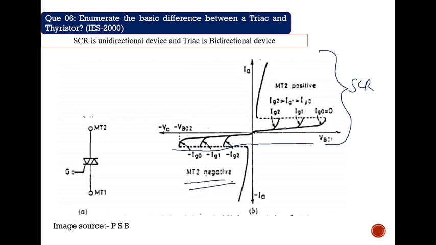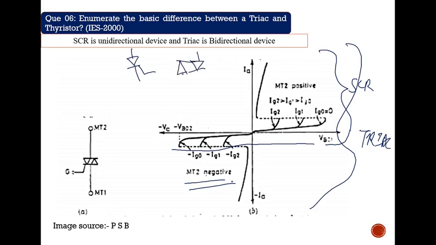For the Triac, this is the complete characteristic, because a Triac is nothing but an anti-parallel device. Suppose this is a thyristor SCR, so only this one and this one; there are two terminals, and remember there is one gate terminal, and the two terminals are MT2 and MT1.